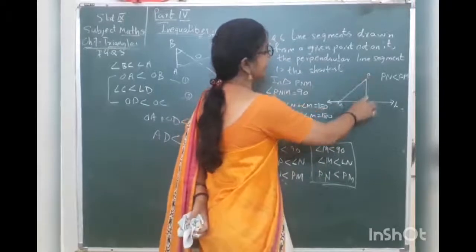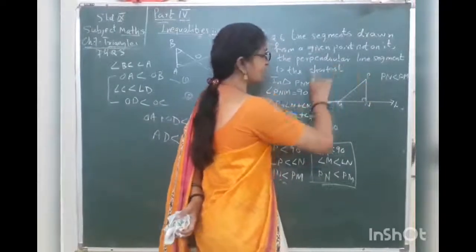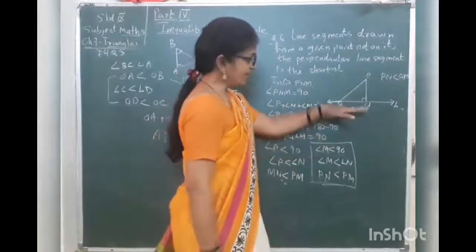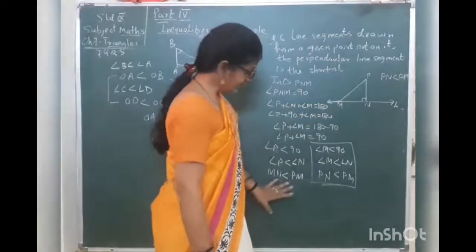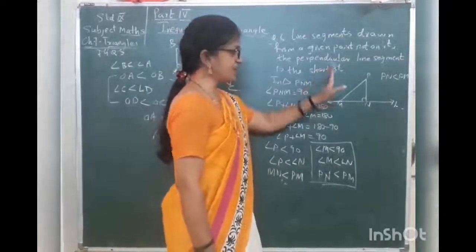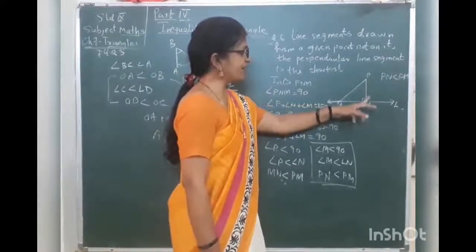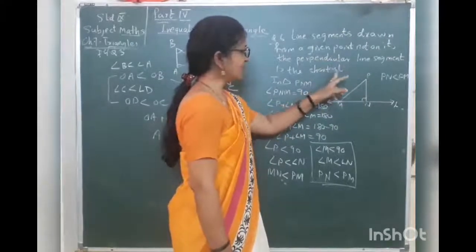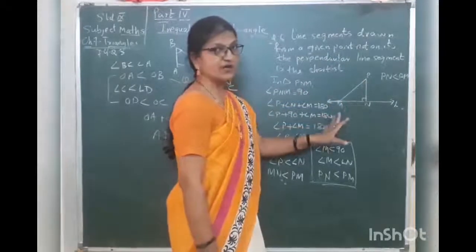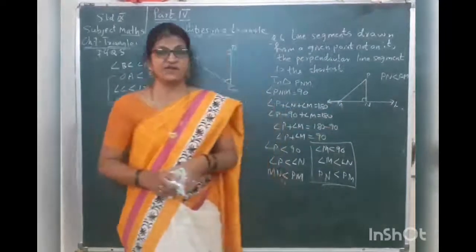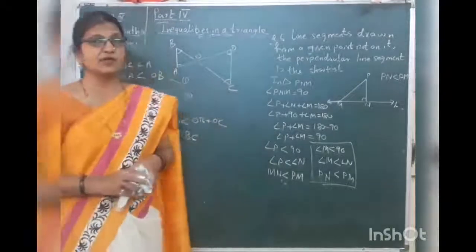The line segment drawn from the point not lying on the line is the smallest, because these two points are lying on the line, so they are of no use with respect to distance. So PN is the smallest as compared to PM. That is, the perpendicular line segment is the shortest of all the given line segments. Students, with this we have finished this chapter, triangles. Now the rest of the sums.